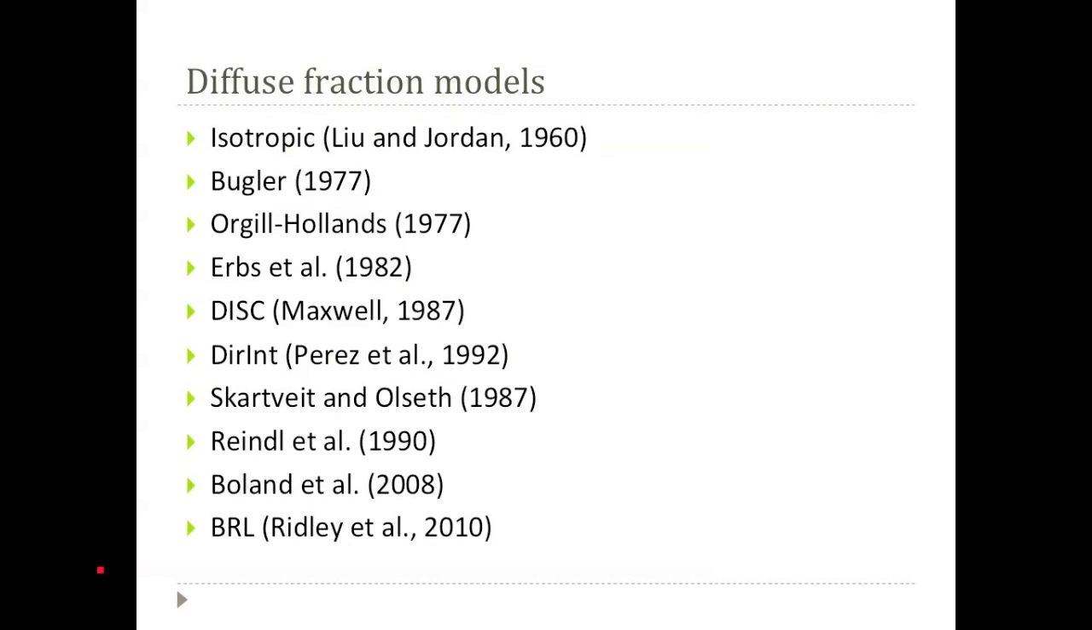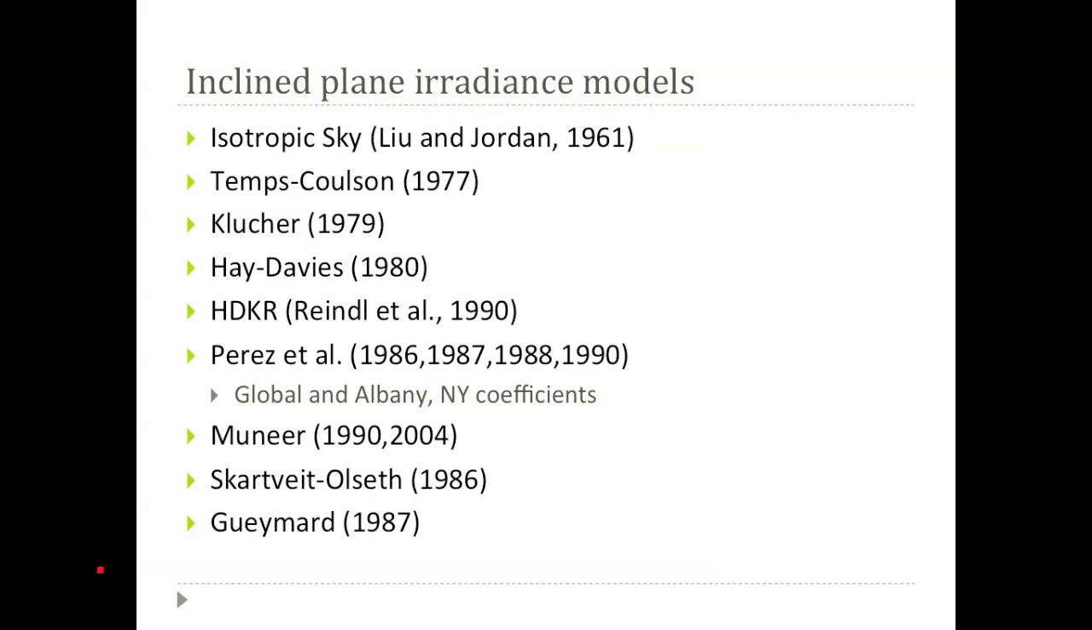So this is just a look at the models that are being tested by category. These are the diffuse fraction models, a wide range of time periods, and the ones that we selected are based basically on prevalence in the literature that have been used in other studies quite frequently. These are the inclined plane models. The Perez model is quite a common one that's used to go from diffuse on a horizontal to diffuse on an inclined plane. And we're using both global coefficients and coefficients that were derived specifically for Albany, New York, which is rather close to our site, to see if that makes much of a difference.